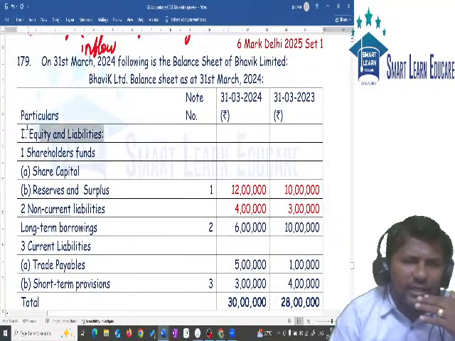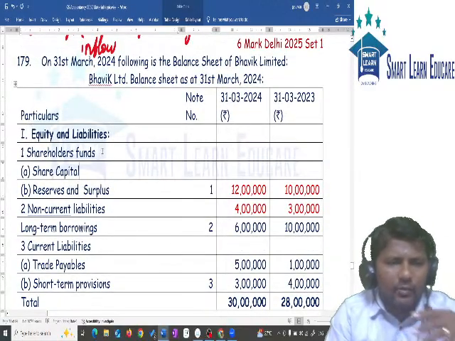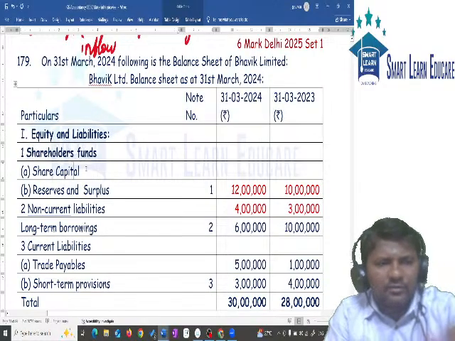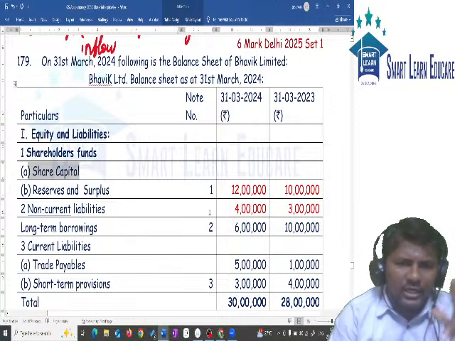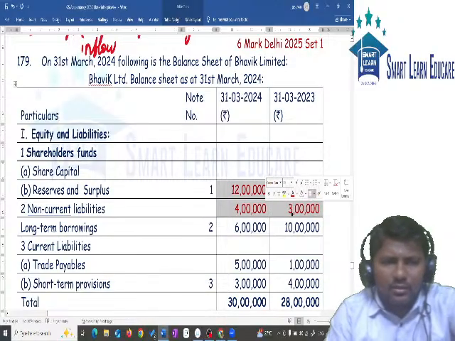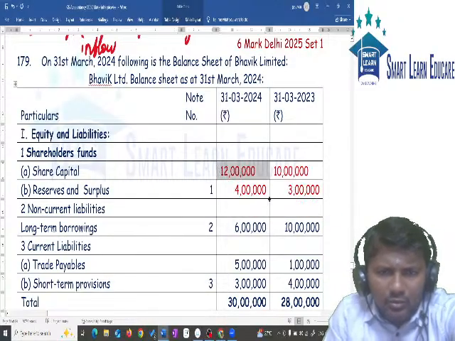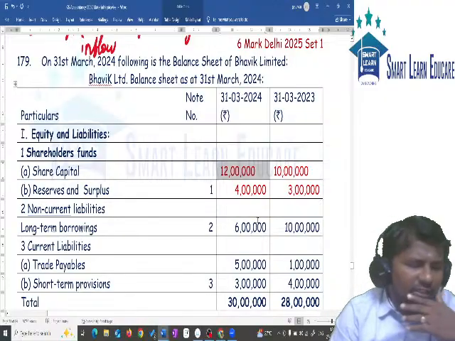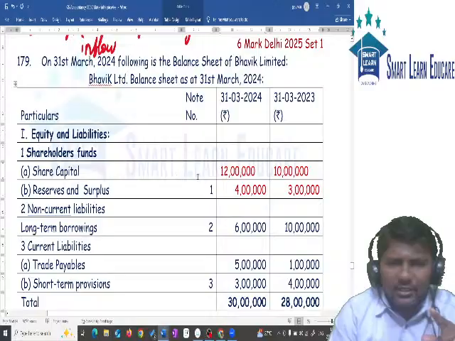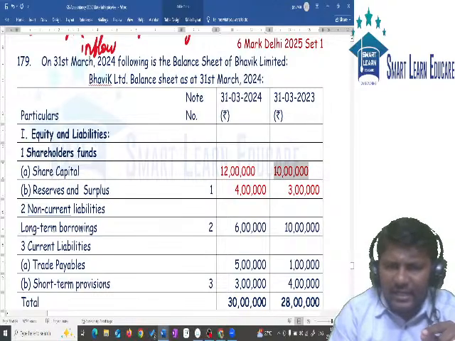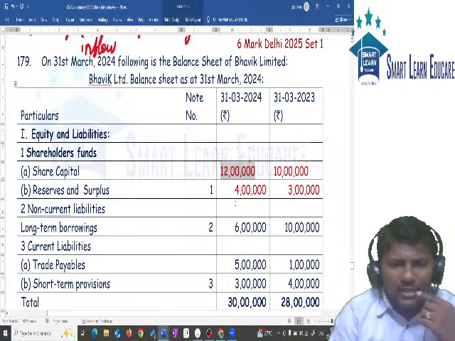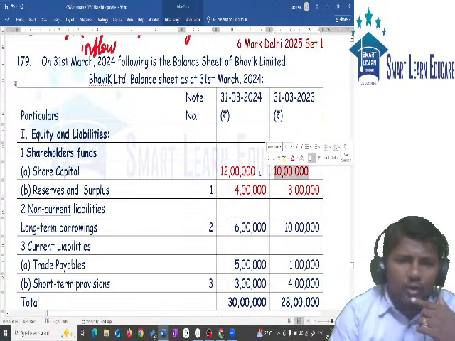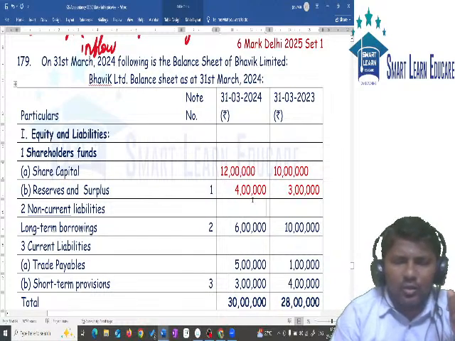Okay, the heading is equity and liabilities. Under that, the subheading shareholders' funds, share capital. There is a small alignment mistake here. Share capital is 12 lakh and 10 lakh. Like the last question, opening balance 10 lakh and closing balance 12 lakh, meaning issue of shares is 2 lakh.